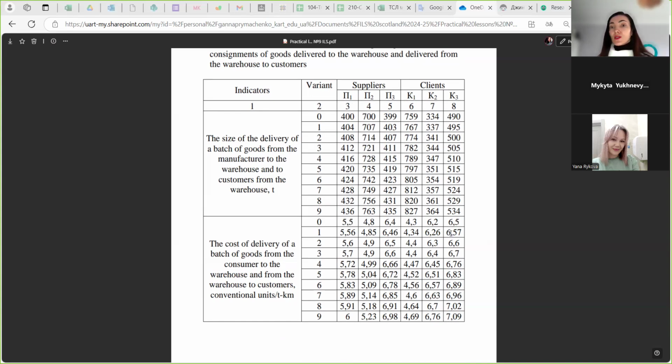It is 6.5 conversion units for 1 ton kilometers. For first variance, it is 6.57. For second variant, 6.6, and others. Find this information for you.